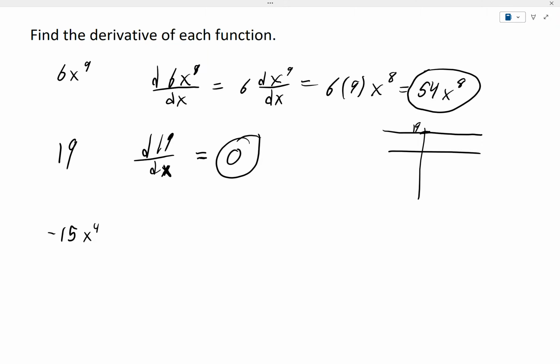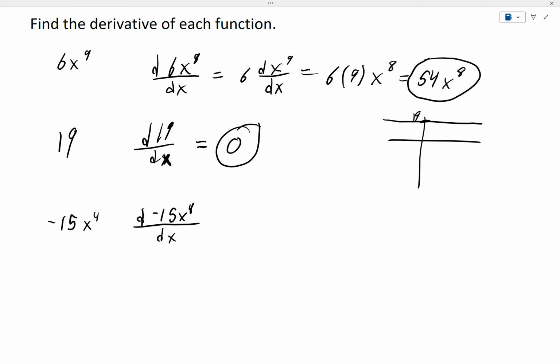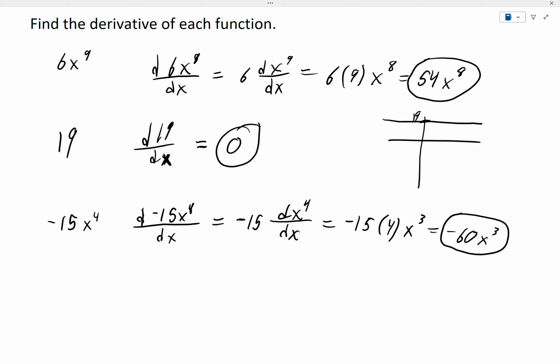Last one down here is going to be very similar to the first one. We're looking for d negative 15x to the 4th dx. So the first rule that we can use is the constant multiple rule. Pulling that negative 15 out front, taking the derivative of the rest of it. And the second rule that we're going to use is the power rule. One smaller, pull the power out front, so I'm pulling 4 out front. One smaller on the power, I'm turning that 4 that's up in the exponent into a 3. And now I just multiply this, I get negative 60 x to the 3rd. That's the answer to the last one.